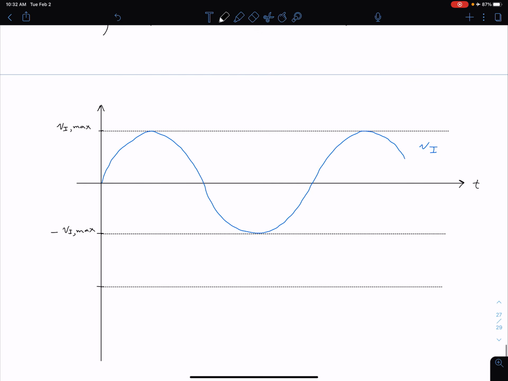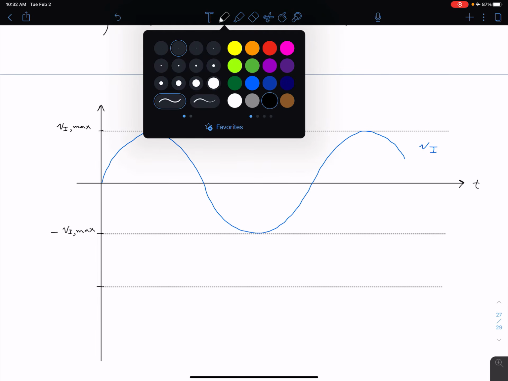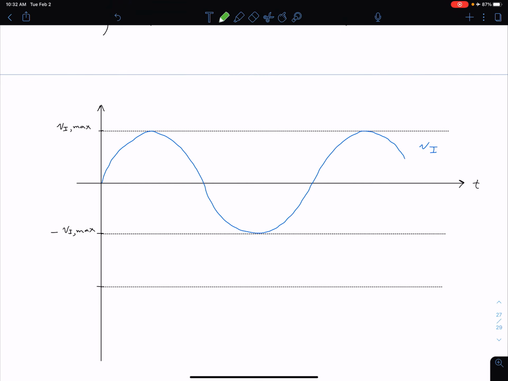So here I have our Vi, so we're saying this is some sinusoidal input that's going between some Vi max and negative Vi max. Well, what we're saying with our capacitor voltage, so let's make our capacitor voltage green, is that with 0 V gamma it's just tracking this right away, and it's charging up until we get to some maximum value Vi max.